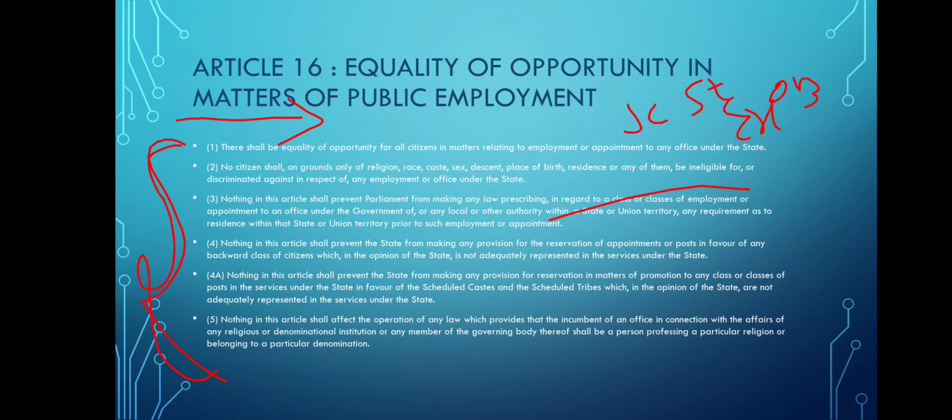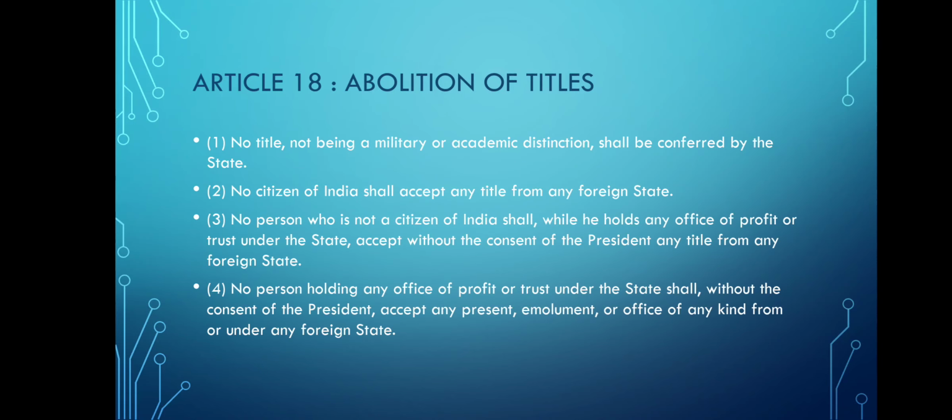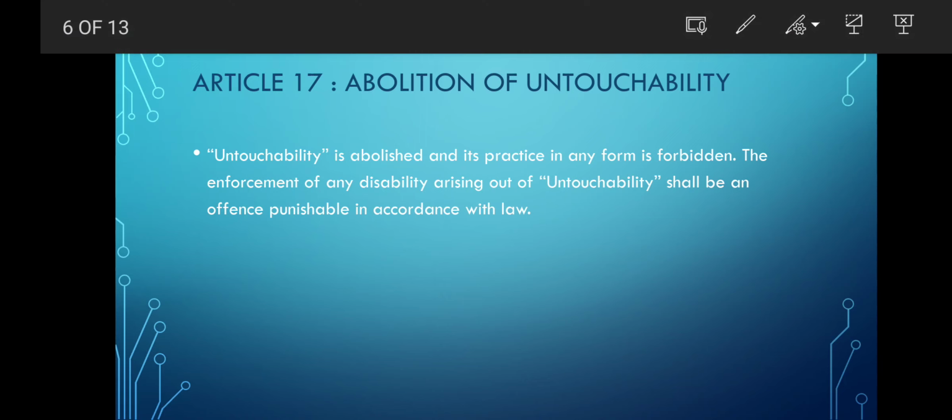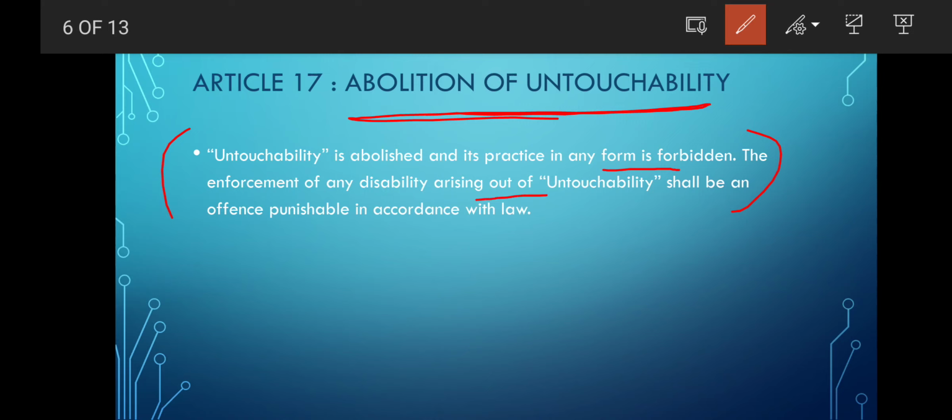Then moving on to the next, that is Article 17, abolition of untouchability. This untouchability practice which was there before has now been abolished. So what does it say? In previous days, scheduled tribes and scheduled caste people were treated as untouchables. So it is abolished and its practice in any form is forbidden. The enforcement of any disability arising out of untouchability shall be an offence punishable in accordance with law.